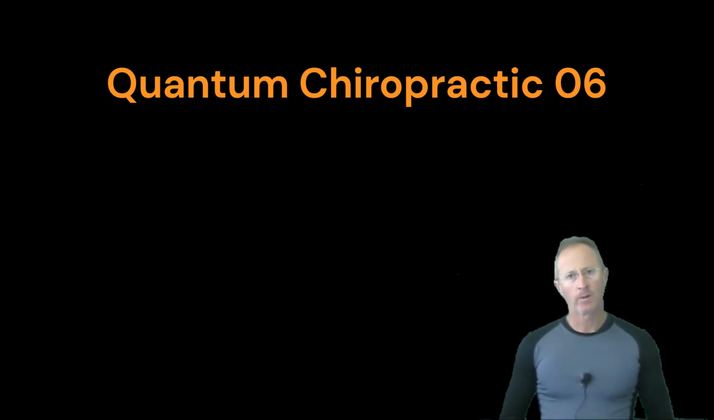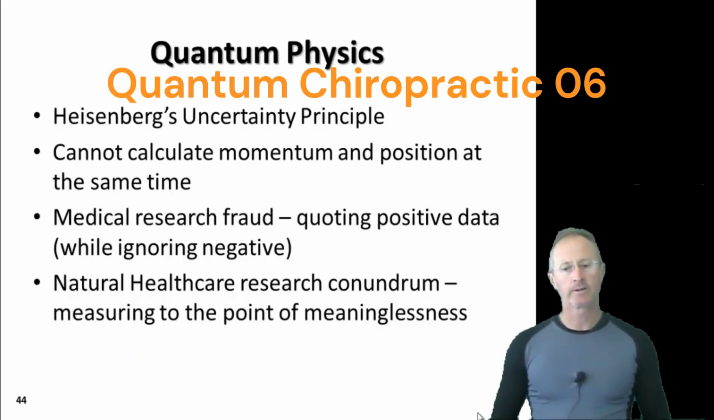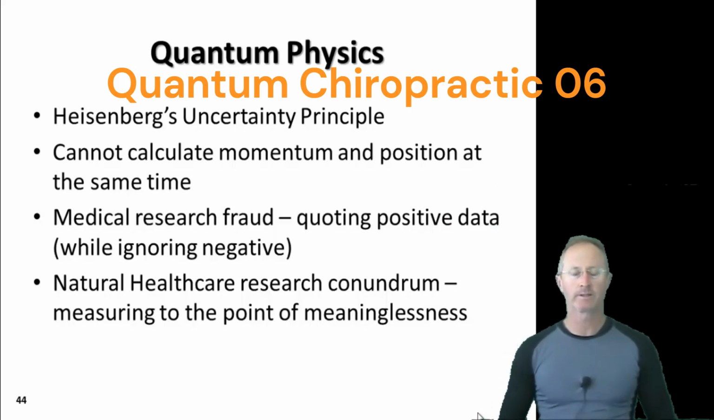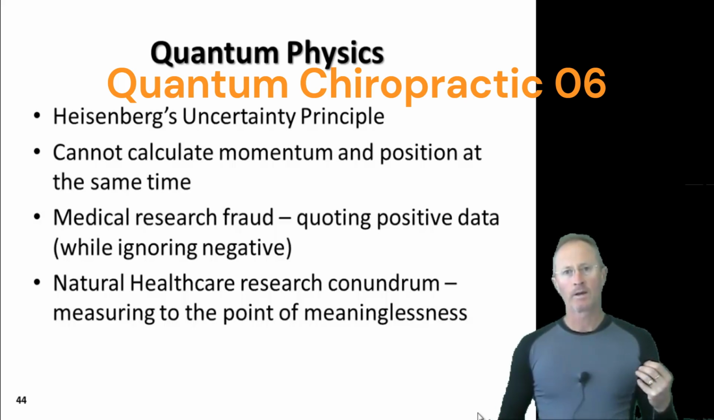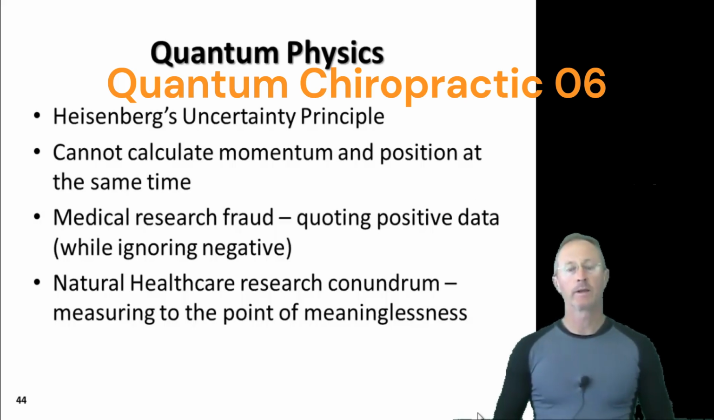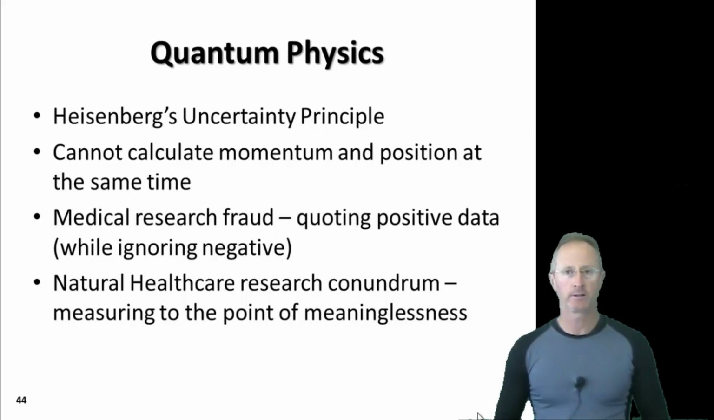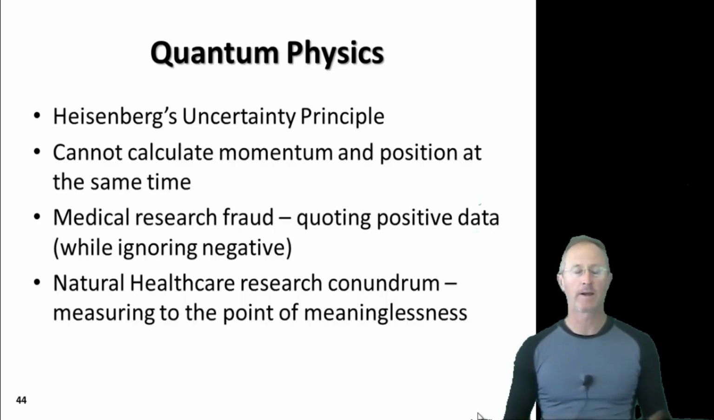So if you remember, in the last module we finished talking about Heisenberg's uncertainty principle, one of the quantum physics theorems, and we used that to explain some of the problems in medical research and healthcare research specifically, and particularly to us as chiropractors when we're actually trying to research the chiropractic paradigm and looking at more vitalistic outcomes perhaps.